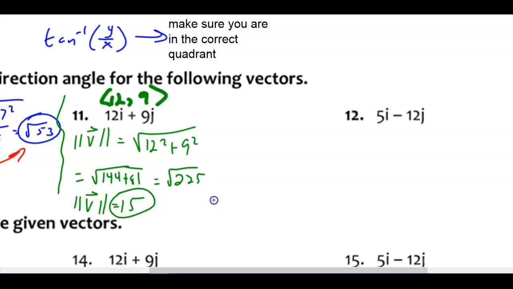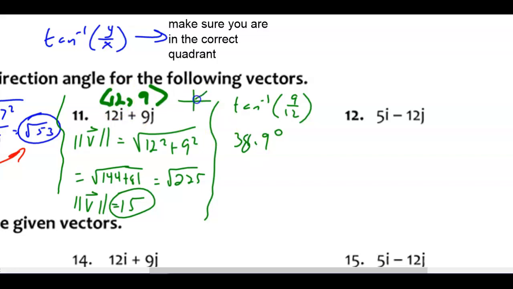Now, we need to find the directed angle. So we do the tangent inverse of 9 over 12, right? And that gives us 38.9 degrees. So now, let's look at this. Yeah, that's positive and that's positive. That means it's in the first quadrant, right? Positive, positive. Therefore, this is positive as well. It's in the right quadrant. There's our directed angle. There's our magnitude. There's our angle.